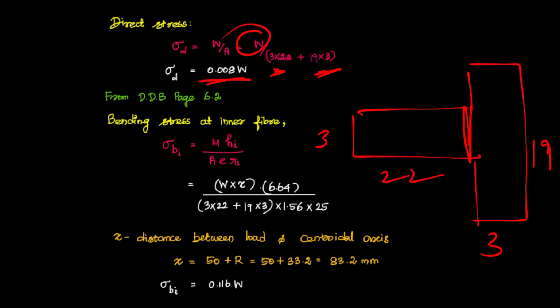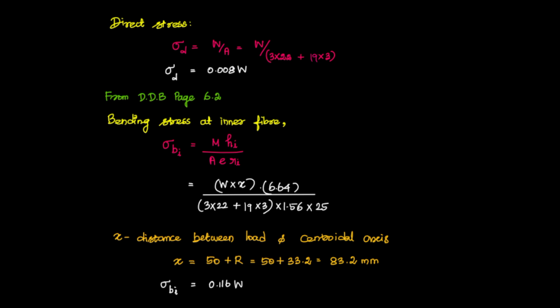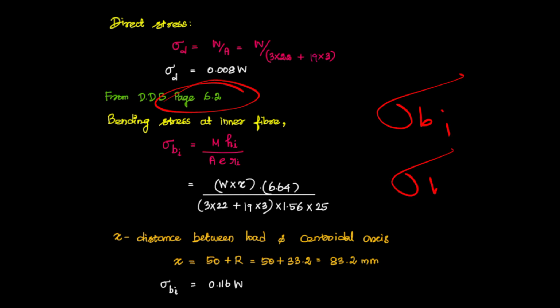Okay, there is a formula in page number 6.2 for inner fiber and outer fiber. Inner fiber sigma bi, outer fiber sigma bo. There will be two formulas. If you have any doubt, you can calculate both values. Obviously sigma bi will be the maximum. You have to choose the maximum value among the two. So you can calculate the sigma bi instead of calculating both values.